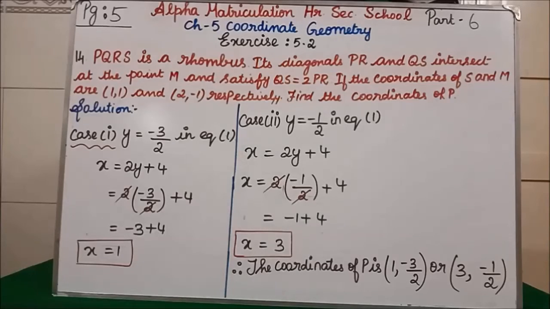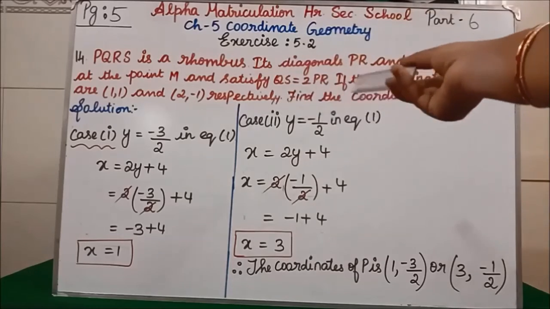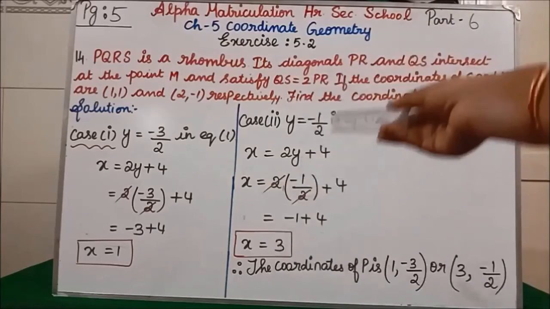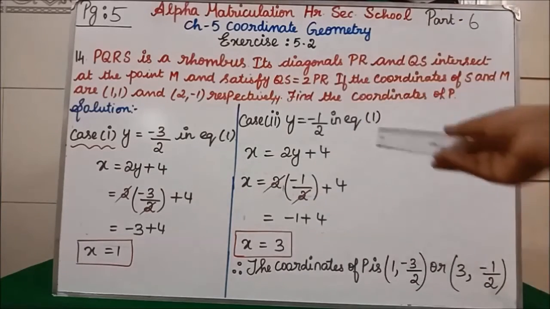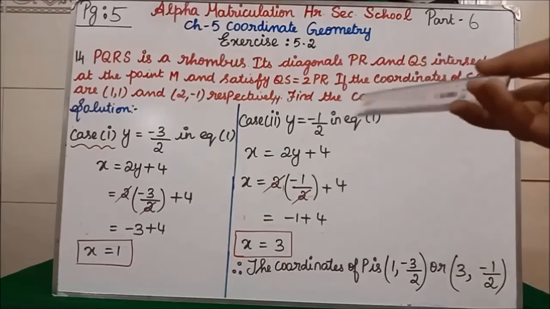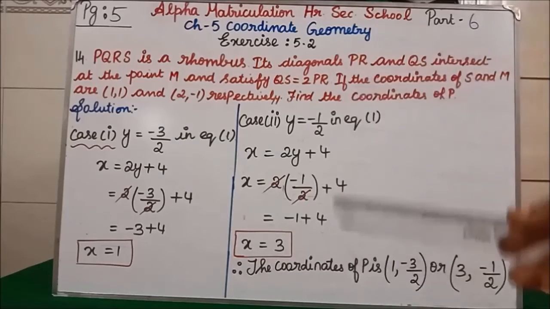Next case is what? Another value we have got for y. What is that? y equal to minus 1 by 2 we have got. That value also you are going to substitute in equation 1. What is equation 1? Again x equal to 2y plus 4 is our equation 1. x equal to 2, y value is minus 1 by 2 plus 4. 2 will get cancelled. Remaining is what? Minus 1 plus 4. 4 minus 1 is what? 3. So x is equal to 3 is our answer.